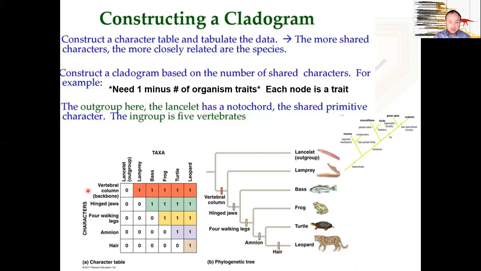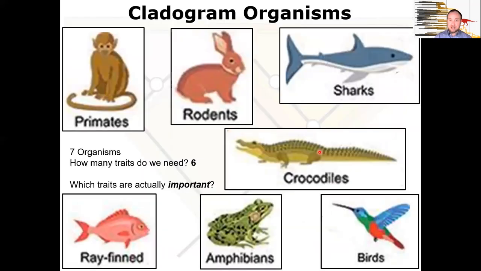So first you look at the characters. If you're trying to characterize six different organisms, you need at least five traits, because at the end, each of these nodes, each of these branching sections becomes a trait. And you see that this is a relatively simple tree, and this becomes a little bit more complex. You can get pretty complex with this. So let's look at an example here. So here's some organisms.